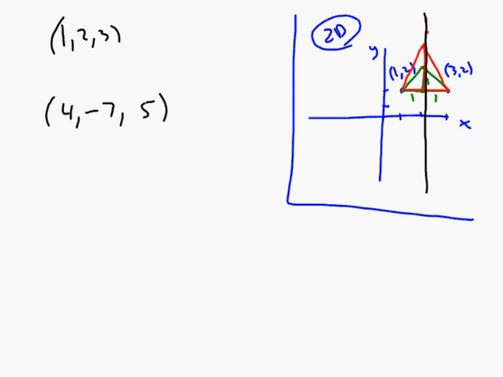Well, if you have 2 points, you can get a vector. I'm going to call the vector n, you'll see why in a little bit, by finding the differences in the coordinates. We'll just subtract. I'll do 4 minus 1, and I'll get 3. I'll do negative 7 minus 2, I'll get negative 9. And 5 minus 3, and I'll get 2. So this is a vector that is created by subtracting the 2 points.